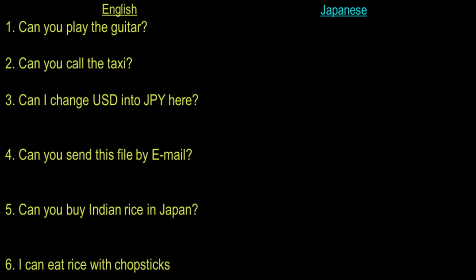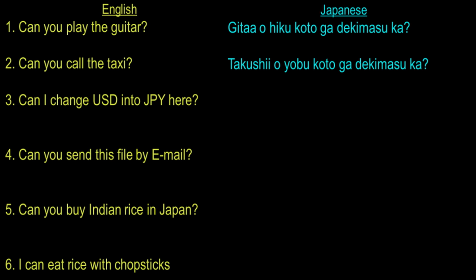The first sentence is, can you play the guitar? Guitar is gita and to play is hikimasu. Since it is a question asking if one can play, we have to use the pattern ending with koto ga dekimasu ka, and since the dictionary form of hikimasu is hiku, the translation will be gita o hiku koto ga dekimasu ka. Let us go to the second sentence. Taxi is takushi and to call is yobimasu. Since the dictionary form of yobimasu is yobu, the translation will be takushi o yobu koto ga dekimasu ka.